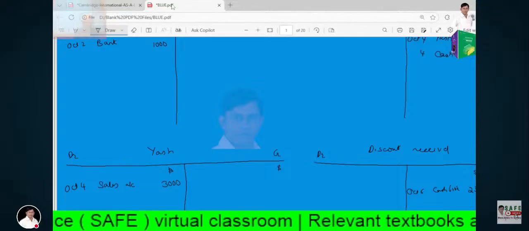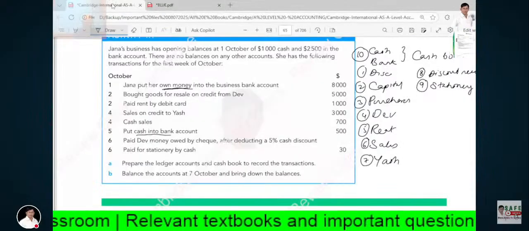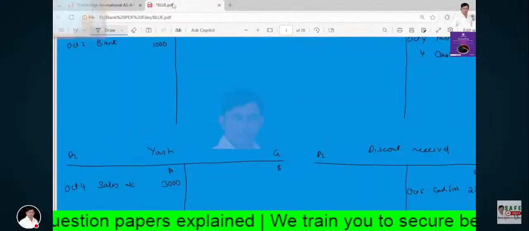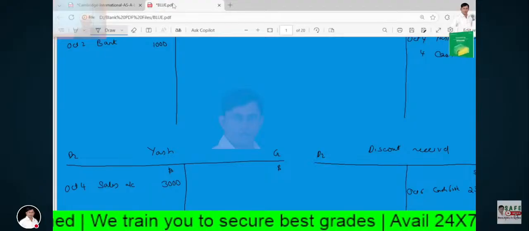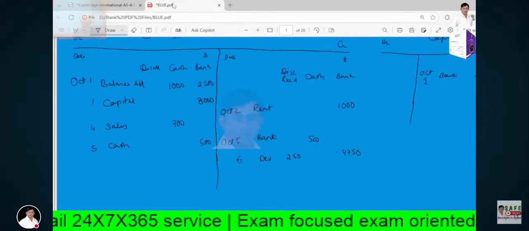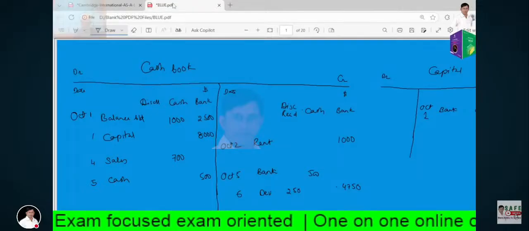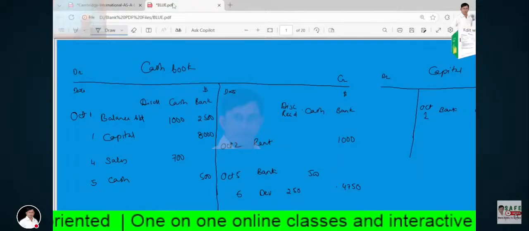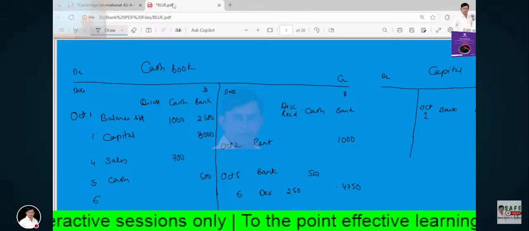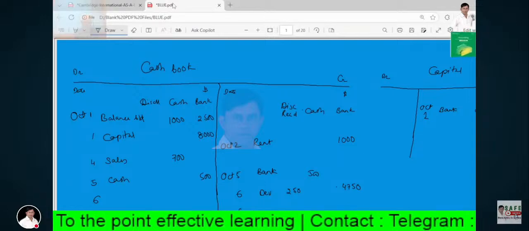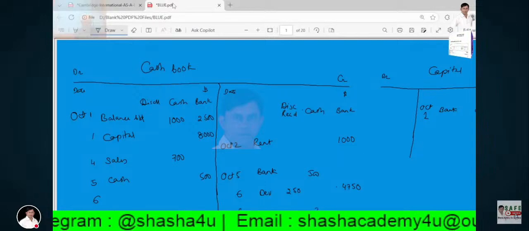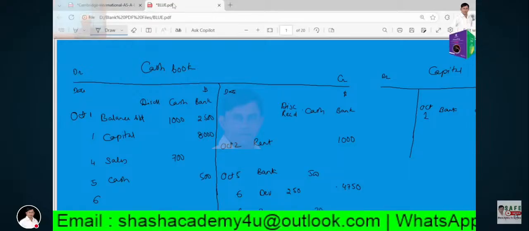Goods were sold on credit amounting to 40,000. So debtor to sales, this is correct. Paid to creditor 22,000 by check, creditors to bank. This is also correct. Goods worth 7,000 were returned to supplier, purchase returns. This is also correct. Paid salary cash 15,000, money will go out, salary to bank. This is also correct. So generally they are correct. Okay.